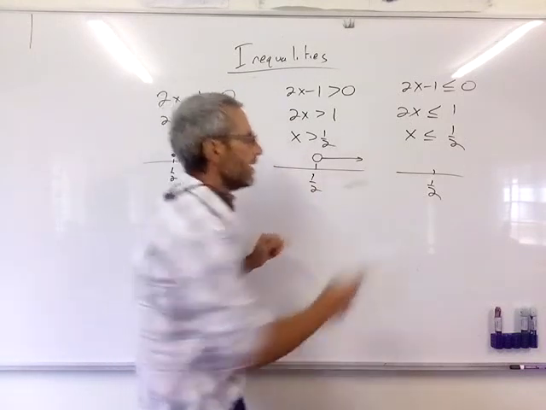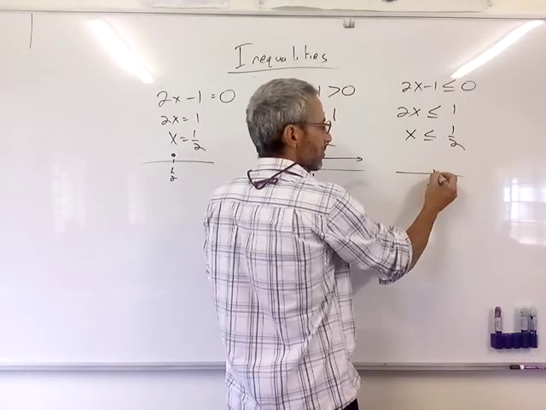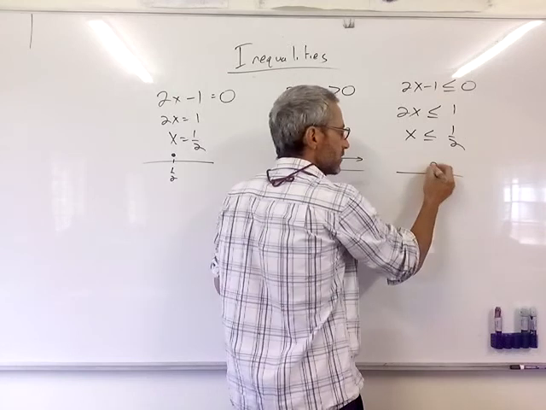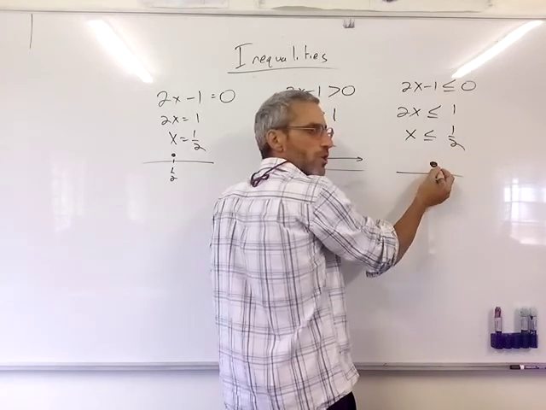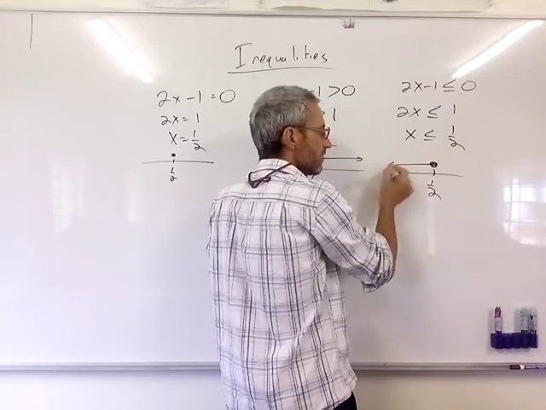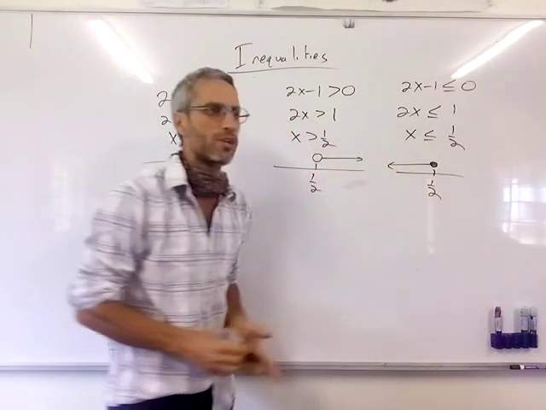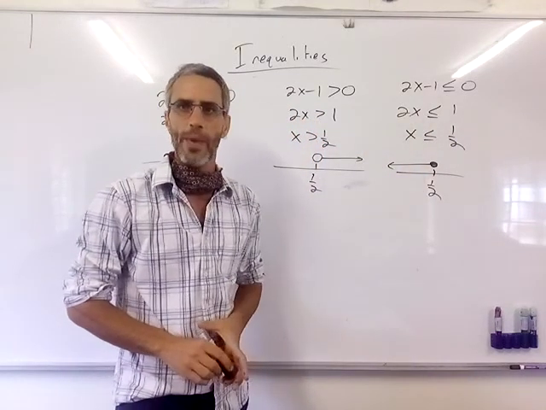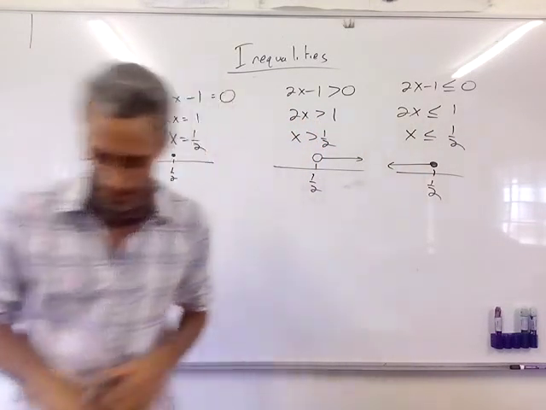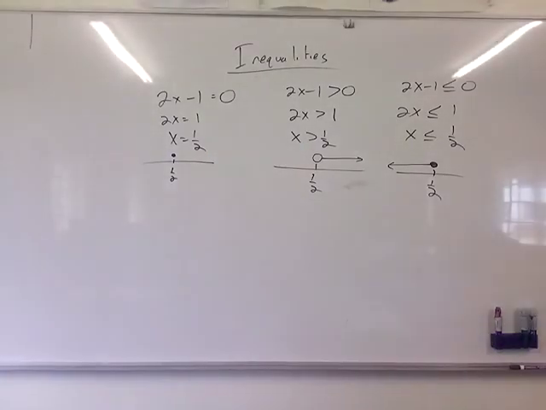No. Okay. Now, what about that one? How are we going to represent that? A black dot, because it includes half, and in which direction? To the left, right? Because we're looking at all the numbers smaller than half. Are we happy with that? That's pretty easy. Okay, let's pause here, move to something trickier.